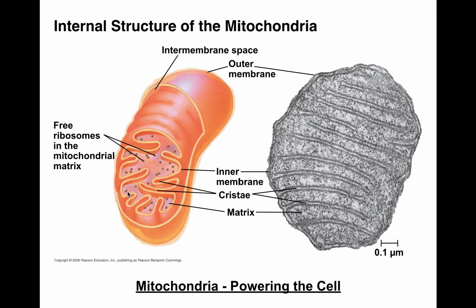The inner mitochondrial membrane and its folds are known as cristae, and then the space between the outer membrane and the inner membrane of the mitochondrion is known as the intermembrane space. All of these parts are going to be important to us as we continue our investigation of cellular respiration later on in the unit.